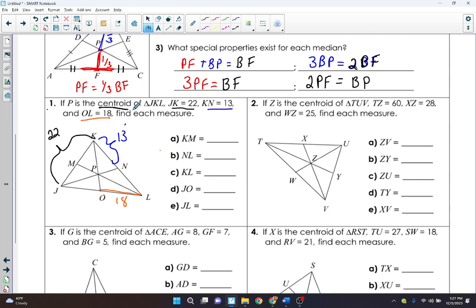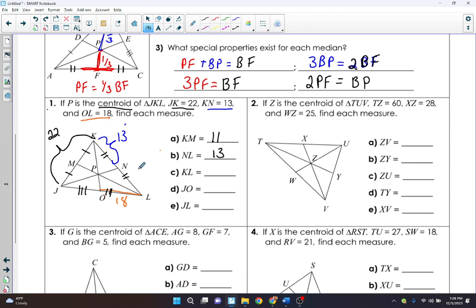Now, this is a centroid. Since P is a centroid, I know ML is a median, so I know this should be equal. I know JN is a median, so this should be equal. And I know KO should be a median, so JO should equal OL. With that in mind, KM, since this is a median, I know this should be half of the total, so that's going to be 11. And since this matches this, if this was 13, then this should be 13.